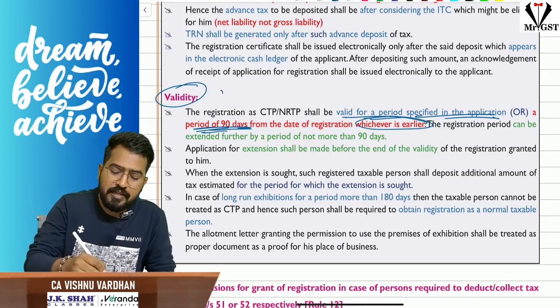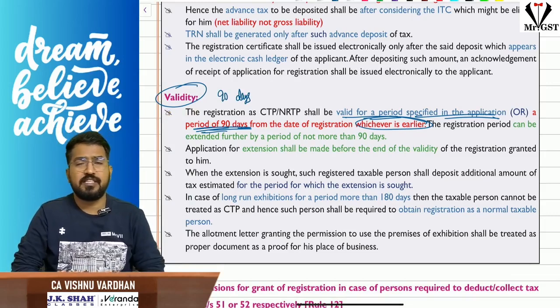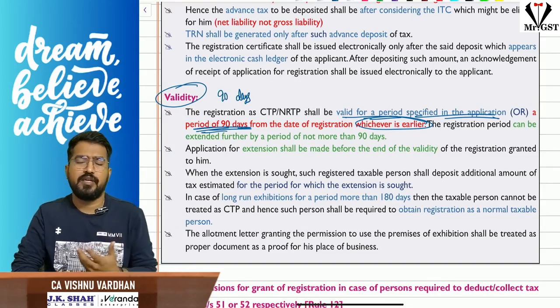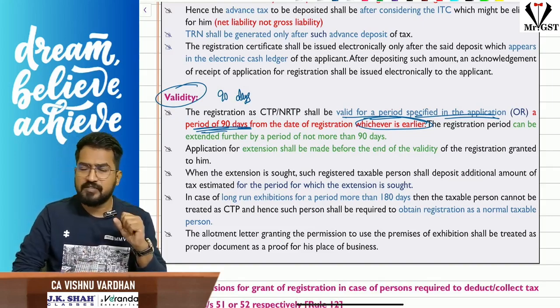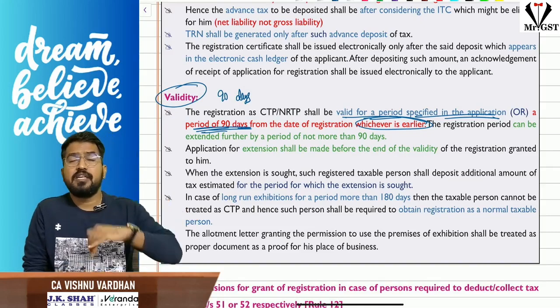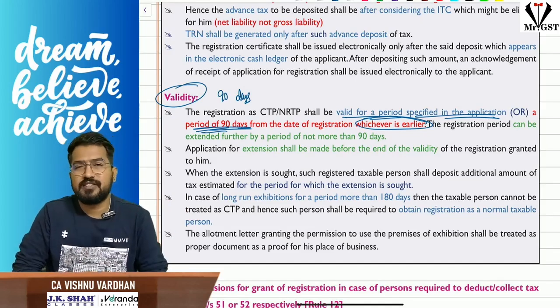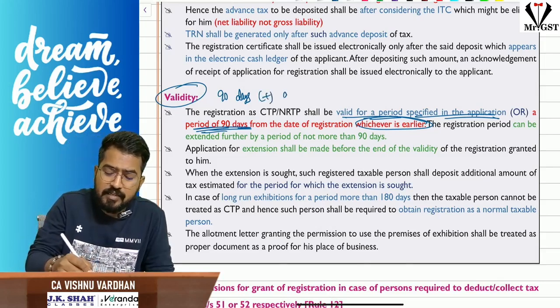Now, you have taken GST registration as a casual taxable person. There is a textile exhibition happening in Gujarat, and I am going and doing business there. I can ask for 7 days or I can ask for 90 days. I have asked for 7 days, so they have granted registration for 7 days. Now the exhibition is getting extended. If I ask for an extension, saying 7 days is not sufficient, then it can be extended for another period of maximum 90 days.